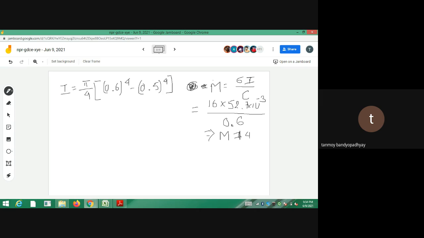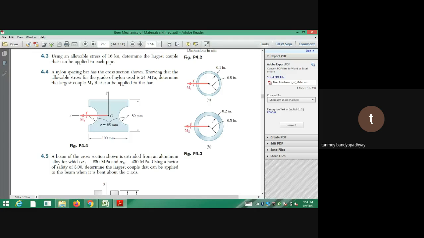Okay. So problem B is also similar, with no changes in that. You can try the second problem by yourselves. For problem configuration B, we have to find the maximum couple, the largest couple. The largest couple will occur at the farthest fiber. Here the most distant fiber, Y max, is 0.5 plus 0.2, which is the outer radius of the circle. At the outer radius of the circle I get Y max, so the maximum moment will occur there. Y max in this case is equal to 0.7. Just put that value and you will get the value of the maximum moment.